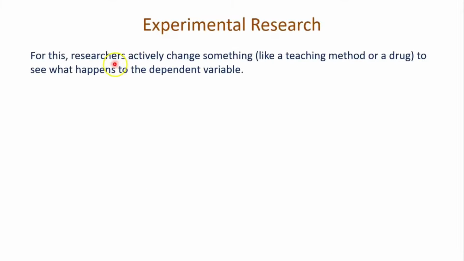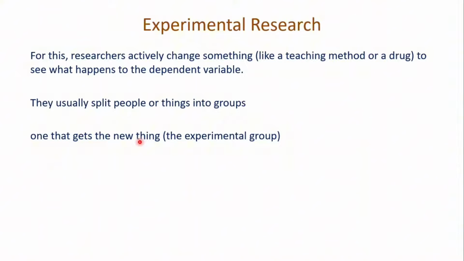Now, for this, the researchers actively change something, like a teaching method or a drug, to see what happens to the dependent variable. Don't worry, I will explain further, okay? What happens is, the researchers split people or things into groups. Then after doing that, one of the groups will get the new thing. We want to see the influence of the new thing on the dependent variable. So those who get the new one are the experimental group. Okay.